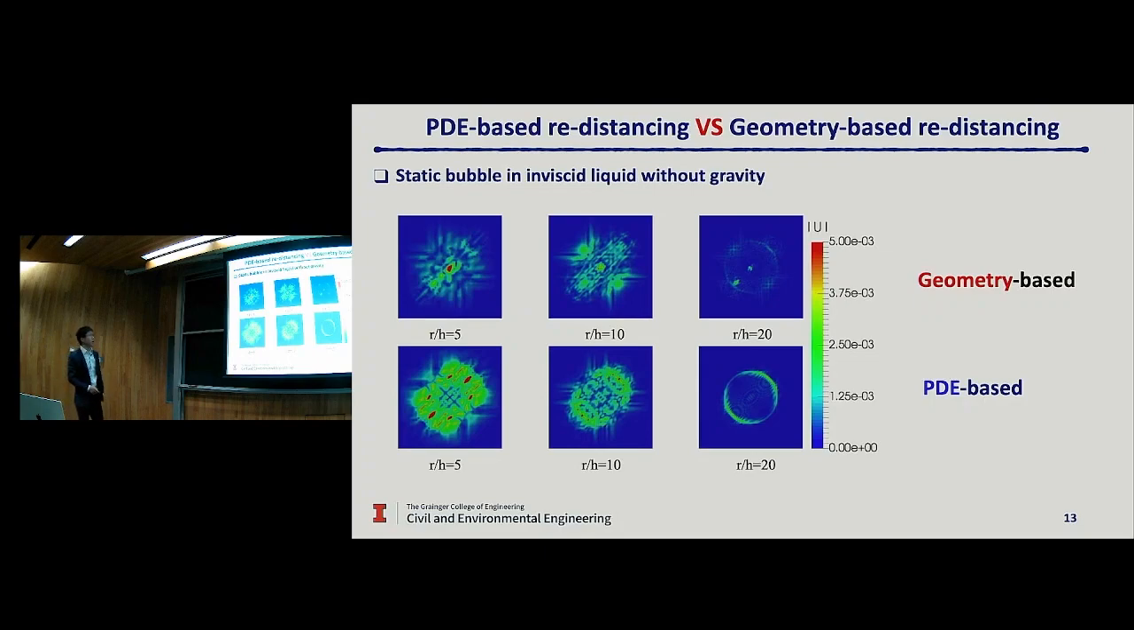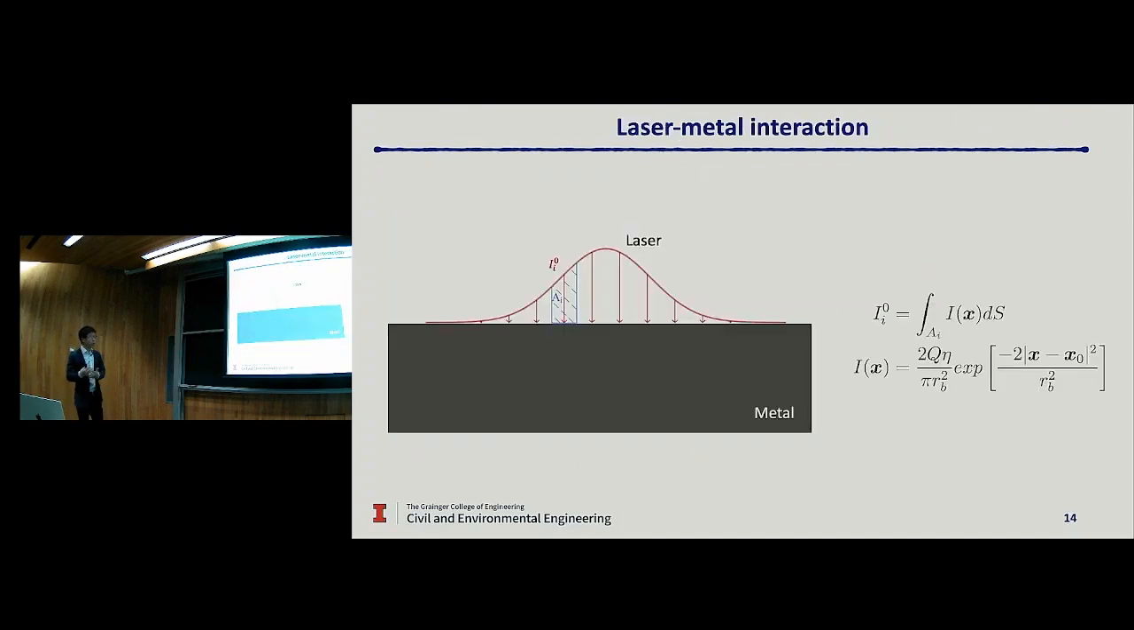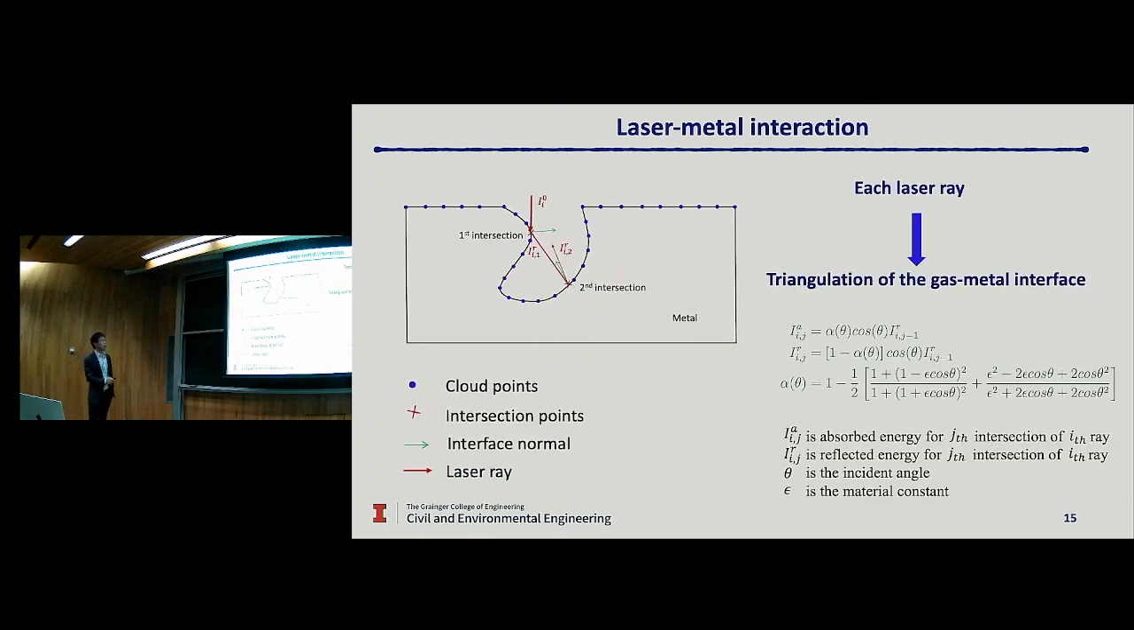So with those comparisons, let me show you how we utilize this mixed formulation to facilitate the laser-metal interaction. What we do is as follows. For a given laser profile, we first divide the laser into multiple rays. And for each ray, we will track all the intersections between the ray and the gas-metal interface. Now you need to remember your gas-metal interface is represented by a bunch of triangles. So this can be explicitly done.